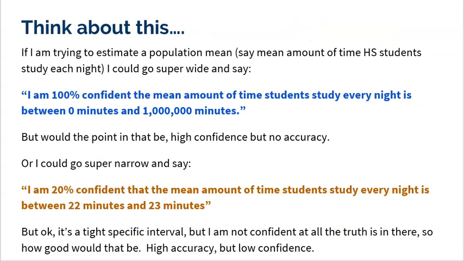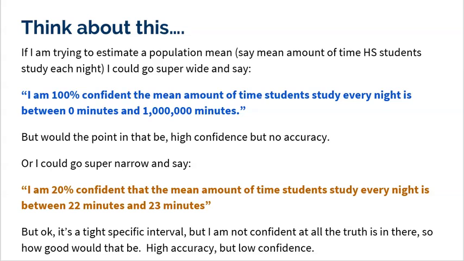To better understand this, think about this for a second. If I'm trying to estimate a population mean, for example, the mean amount of time high school students study each night, I could go super wide and say something like this. I'm 100% confident that the mean amount of time students study each night is between 0 minutes and 1 million minutes. To be honest, I bet that I'm correct by that statement. I bet I'm 100% correct that my statement's true. But come on. What would be the point in having such high confidence, but absolutely no accuracy, 0 to 1 million minutes?